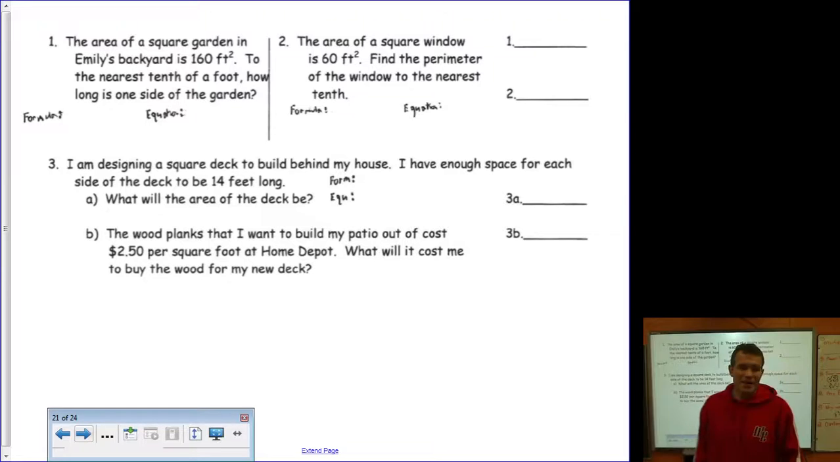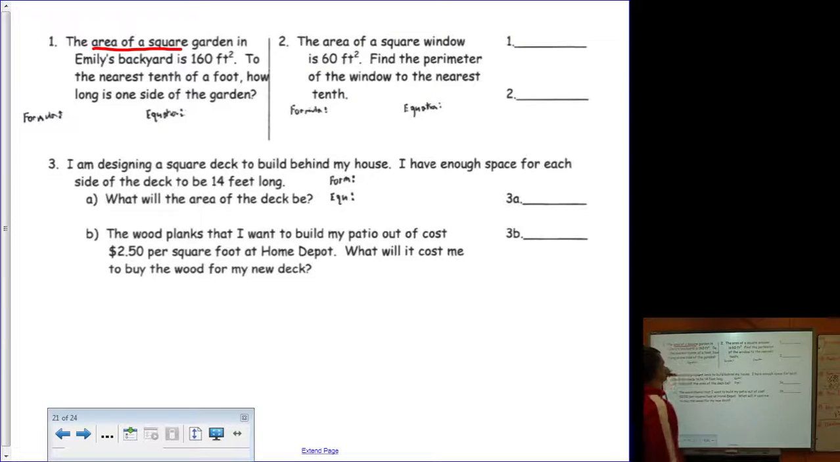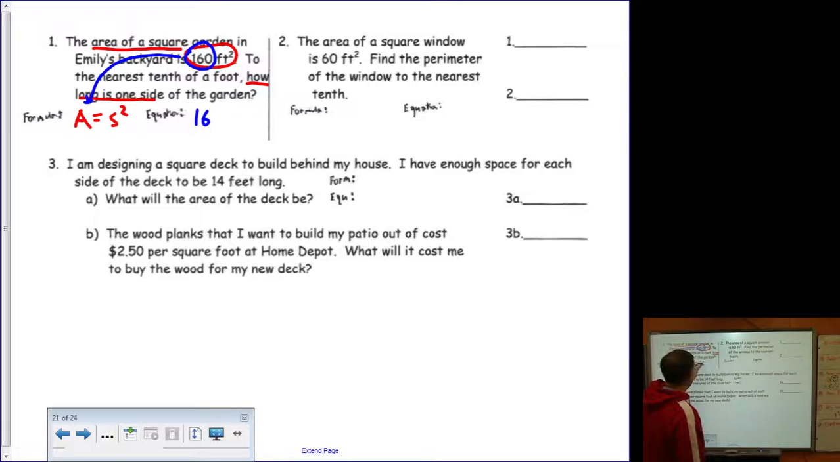All right, so in problem number 1, I've got the area of a square garden in Emily's backyard is 160 square feet, and I want to know how long is one side. So I need the formula which deals with area and side length. My formula would be area equals side squared, and then when I substitute the numbers from the problem, 160 is the area, so I'd put that in for A, and that would equal side squared. There is what the equation looks like when you substitute the numbers from the problem into the formula.